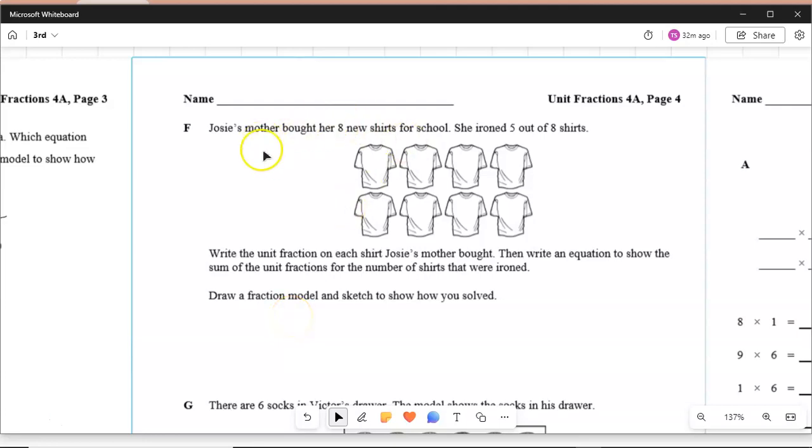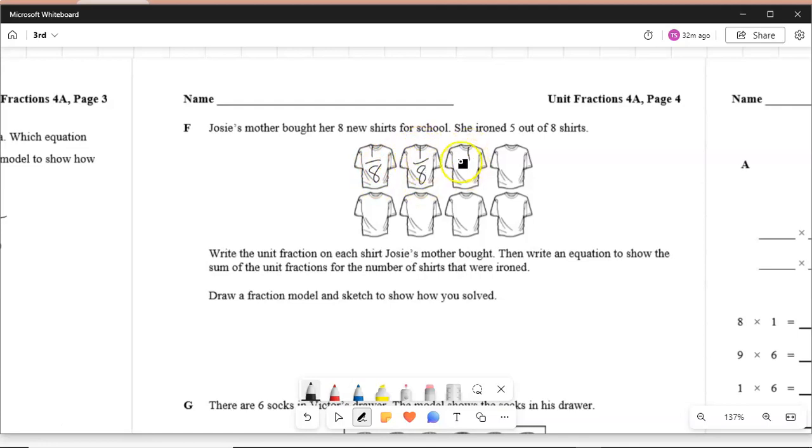Question F says, okay, follow along as I read. Okay, Josie's mother bought her 8 new shirts for school. She ironed 5 of the 8 shirts. Okay, it says write a unit fraction on each shirt Josie's mother bought. I'm going to do that first. There's 8 total shirts, and each one of them would represent a unit fraction, which is 1/8. So I'm going to write 1/8 on each one of the shirts. That's a unit fraction of the total set of shirts.